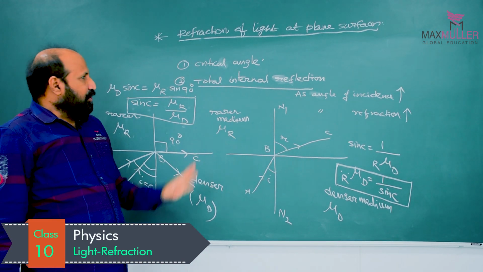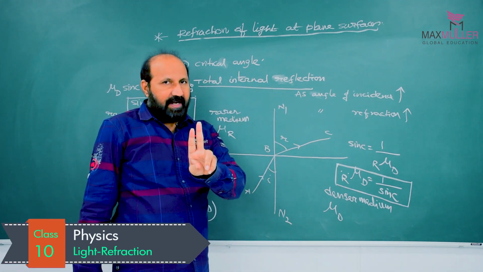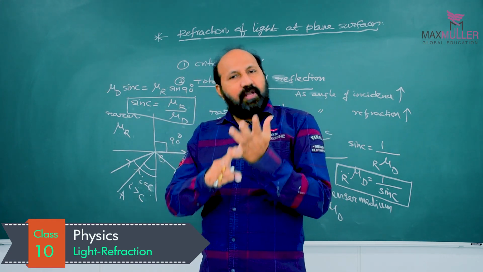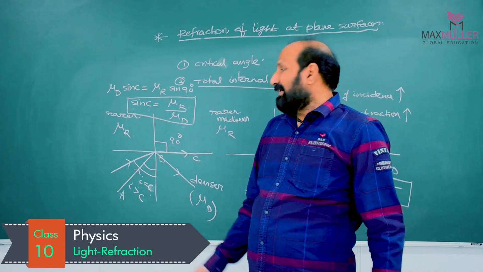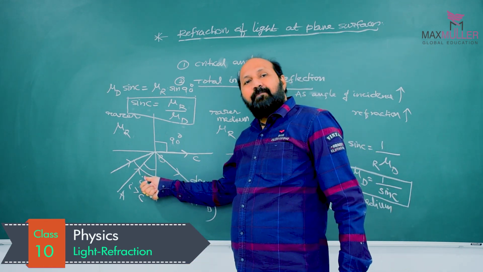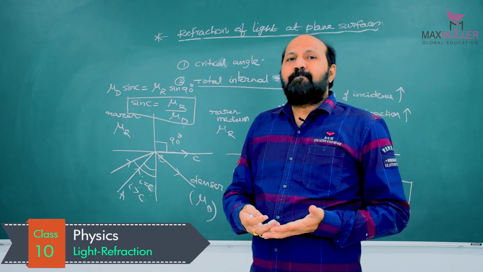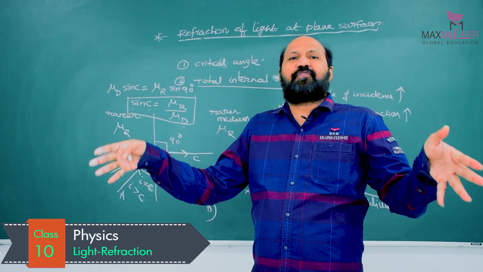That means, in order to have total internal reflection, there must be two conditions. Number one, light should travel from denser medium to rarer medium, and angle of incidence must be greater than critical angle for the given pair of media for the given color of light. Then light will be totally reflected into the same medium without being refracted.